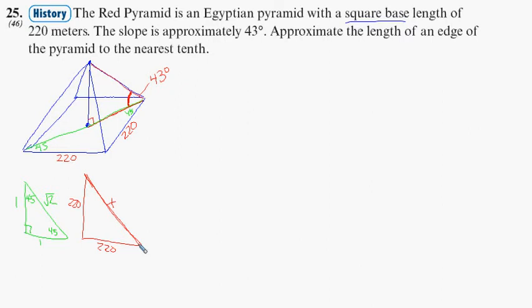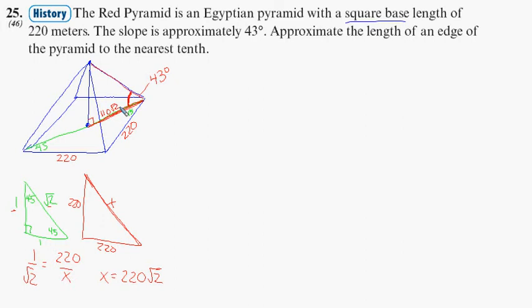So let's set this up. Let's say 1 is to the square root of 2 as 220 is to x. Now I hope you can see by cross multiplication that x is equal to 220 times the square root of 2. So if that is the green diagonal length, x equals 220 times the square root of 2, that means that this red length right here is equal to 110 times the square root of 2. Do you see that? Because it's half of the whole green diagonal line.